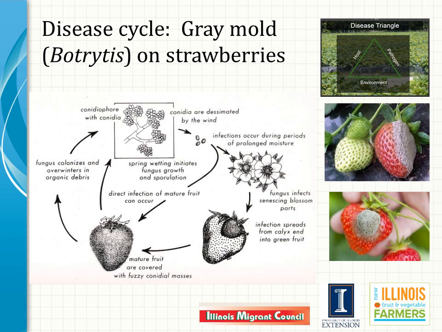days later. Knowing that senescing blossoms are an initial infection site can guide decisions on the use of fungicides at bloom during periods of rainy weather. And understanding that infected tissues produce spores that can start new infections guides additional decisions about disease management.